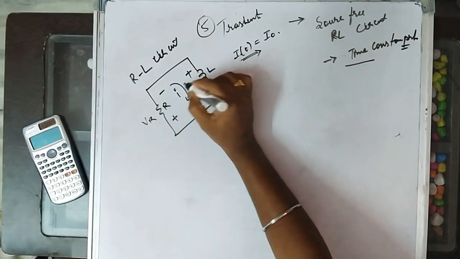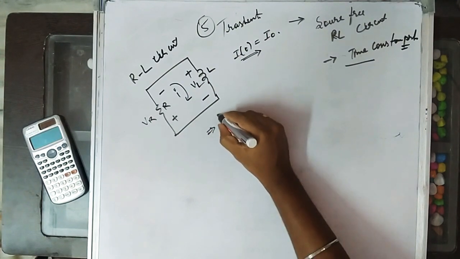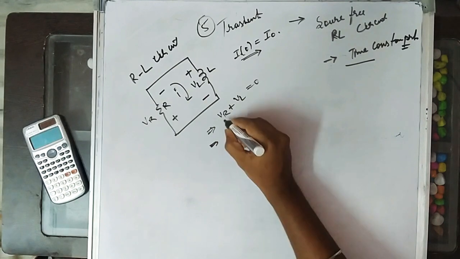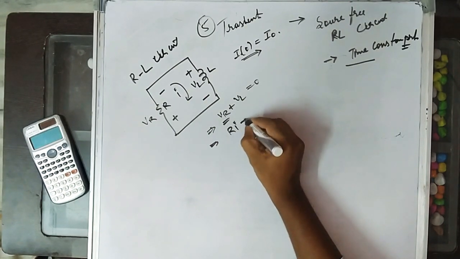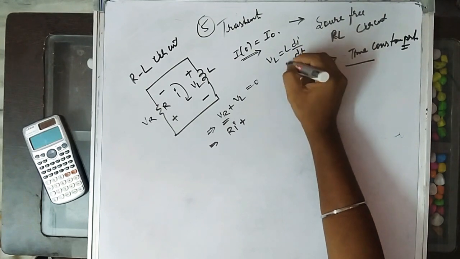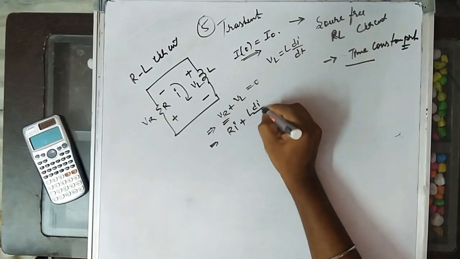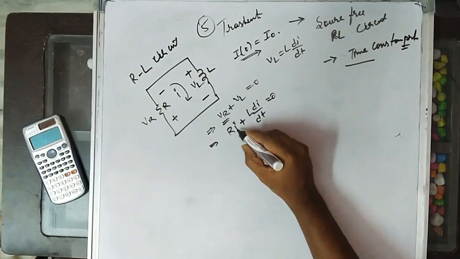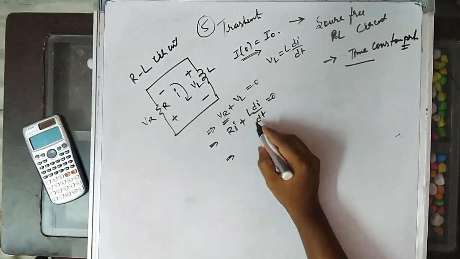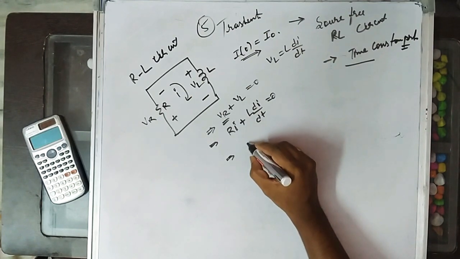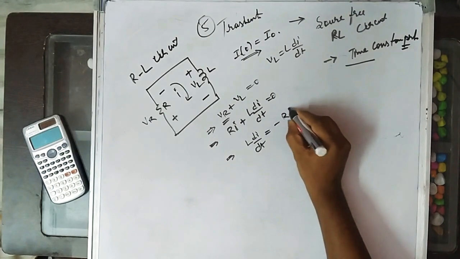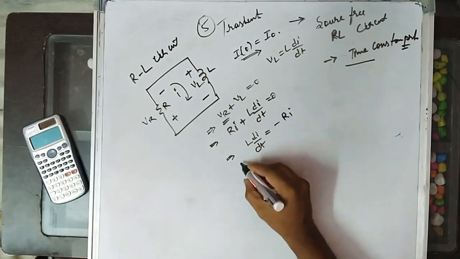We give a mesh current. By KVL we have VR plus VL equal to 0. Here VR means R into I, and VL equals L di by dt. Substitute it here: Ri plus L di by dt equal to 0. Our aim is to find the change in current. So transfer R to that side: L di by dt equals minus Ri.